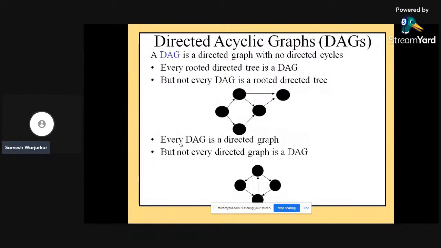Yes, a DAG, that is a directed acyclic graph. What is a DAG? A DAG is a directed graph with no directed cycles. Every rooted directed tree is a DAG, but not every DAG is a rooted directed tree. I repeat, every rooted directed tree is a DAG, but not every DAG is a rooted directed tree. So every DAG is a directed graph. The word acyclic is very important: where no cycles are present, it is called an acyclic graph. But not every directed graph is a DAG. So this is all about the DAG.